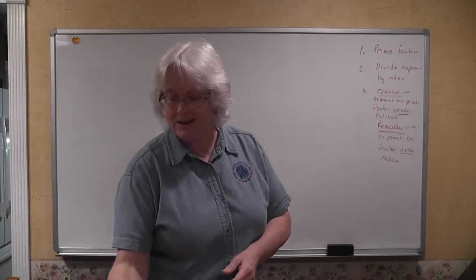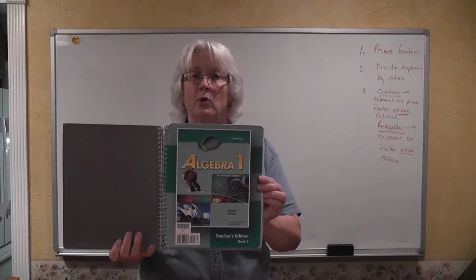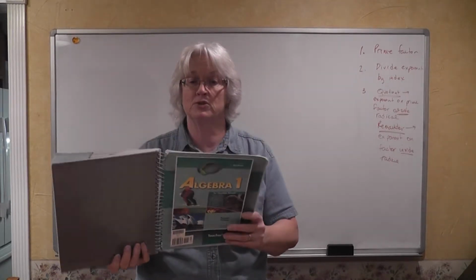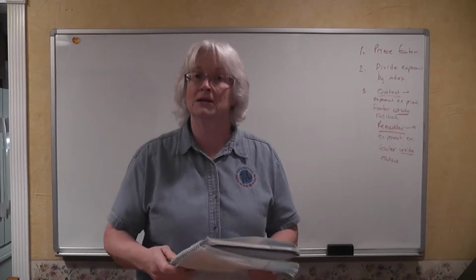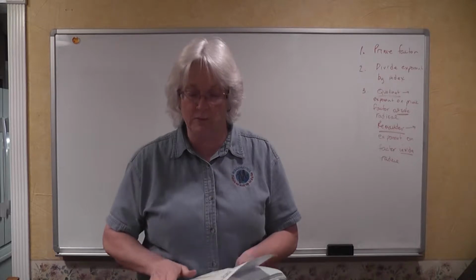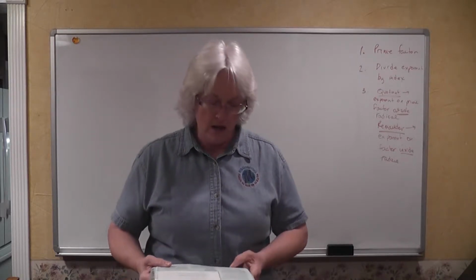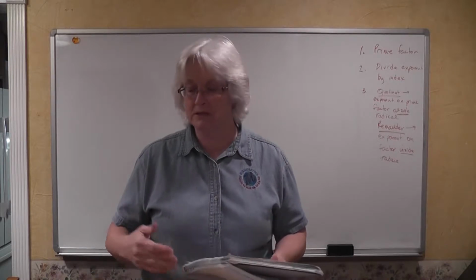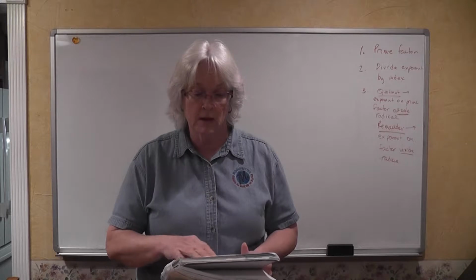I'm using as my text the second edition of Algebra 1 for Christian schools. It's published by Bob Jones University Press. Make sure that whatever text you're using, you can be tracking right along with the same sort of information. I'm on page 400 in this text, and I want to read and summarize a little bit of what comes from your text at the very beginning.